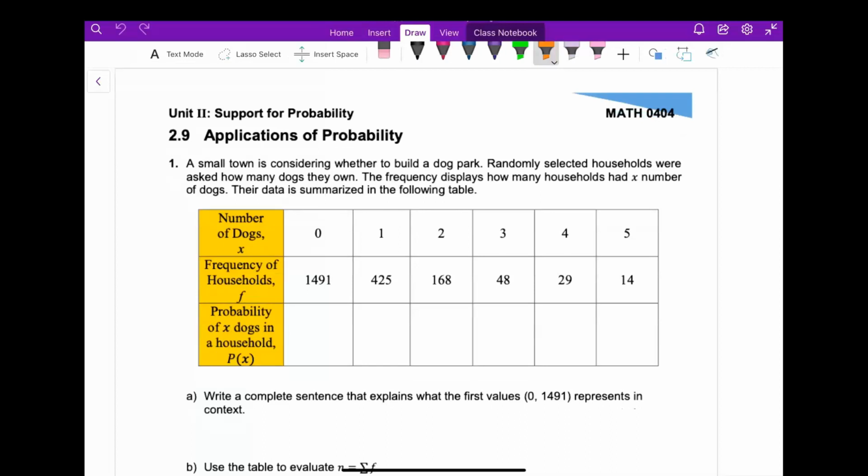Let's highlight some important key sentences in this example. Households were asked how many dogs they own. So picture somebody going around asking a person in a house how many dogs they own, right? So what would be an answer? In this data, a common answer would be 0, 1, 2, 3, 4, 5 dogs. I'm looking at the number of dogs. And then it says the frequency displays how many households had X number of dogs. So it goes on to explain that X is used to show the number of dogs.